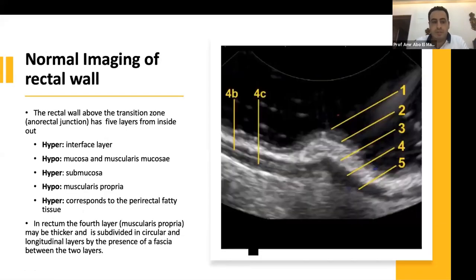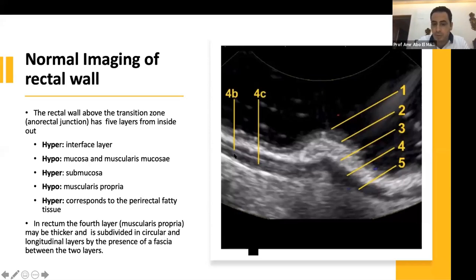Normal imaging of the rectal wall, as Dr. Ahmed Murad said, is the same. We have the 5 layers: hyper, hypo, hyper, hypo, hyper. The hyperechoic interface layer, the hypoechoic muscularis mucosa, the hyperechoic submucosa, and the hypoechoic muscularis propria. This muscularis propria, as Dr. Ahmed Murad said, we can subdivide into inner circular and outer longitudinal.